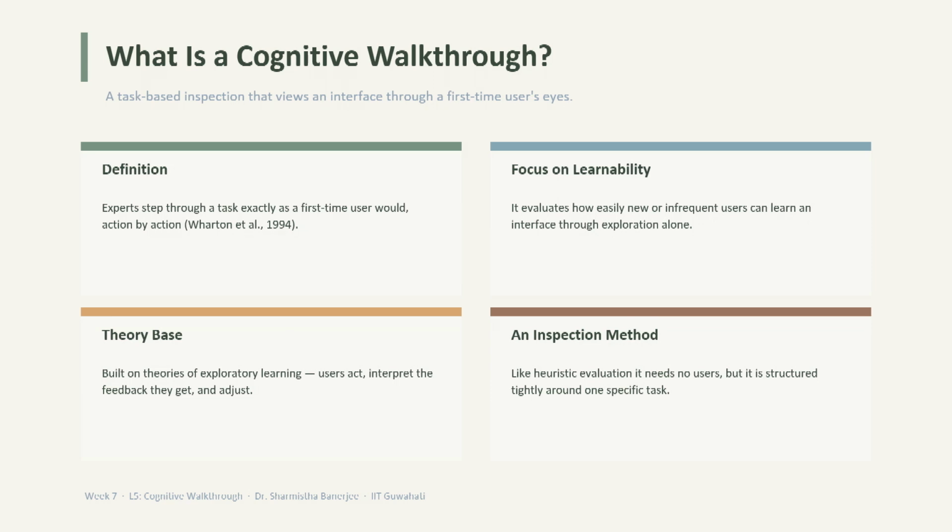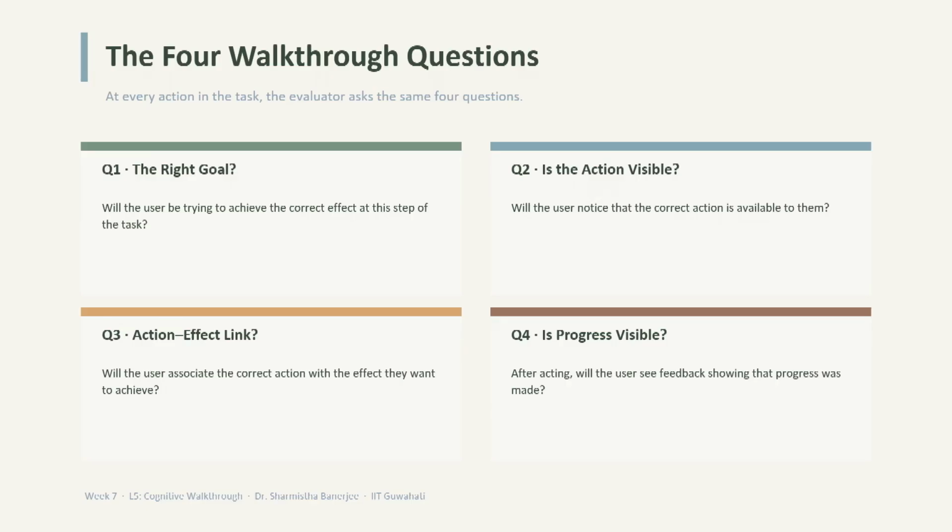So for the experts that you will be taking in for doing the cognitive walkthrough, you have to give them the details of the first-time users for whom the test is supposed to be conducted. So the experts will then try to think, considering those typologies of users, what are the different learning problems that they might face. The 4 walkthrough questions that the experts will judge your design against are: the right goal.